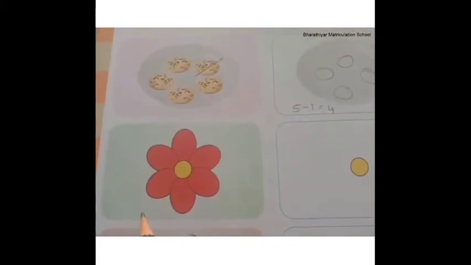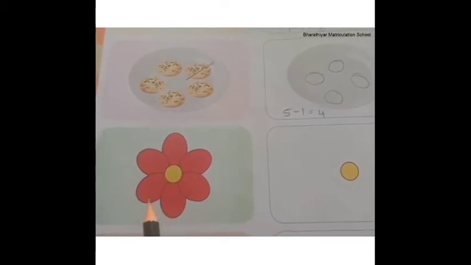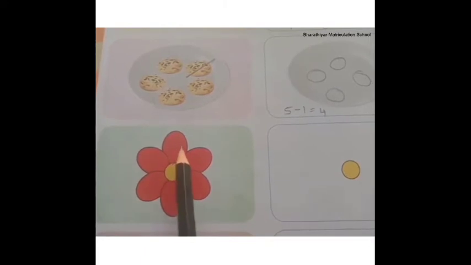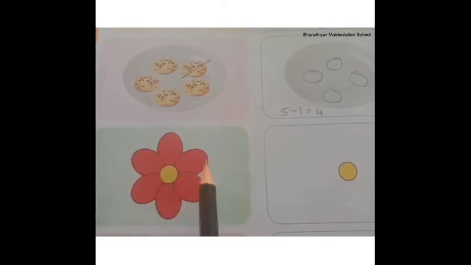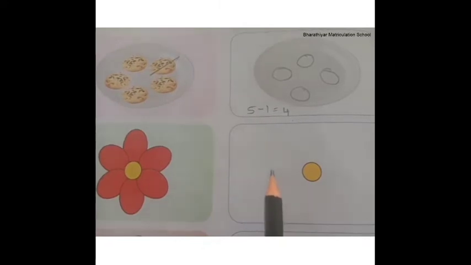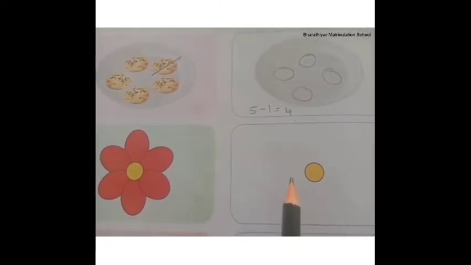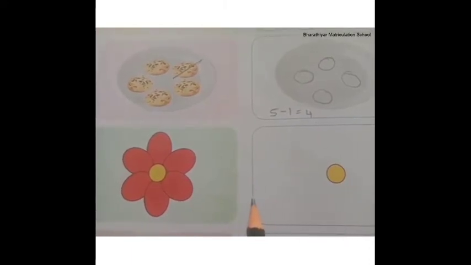Children, look at the next picture. These are petals. Now, how many petals are there? Let us count. 1, 2, 3, 4, 5, 6. There are 6 petals. Now, we have to draw one less than the given number here. Children, what is 1 less than 6? That is 6 minus 1.